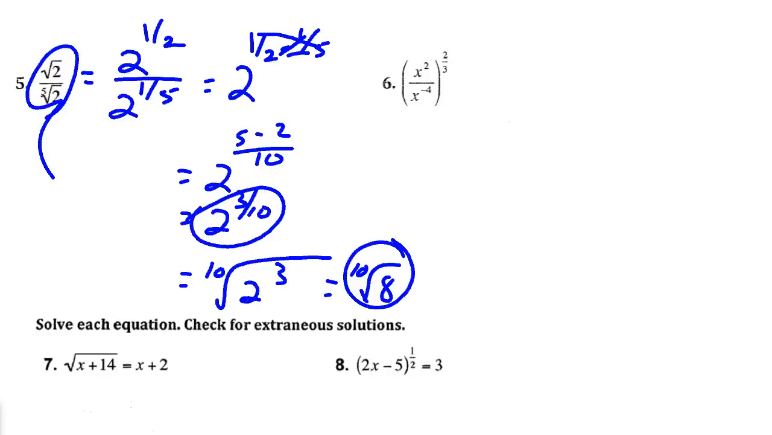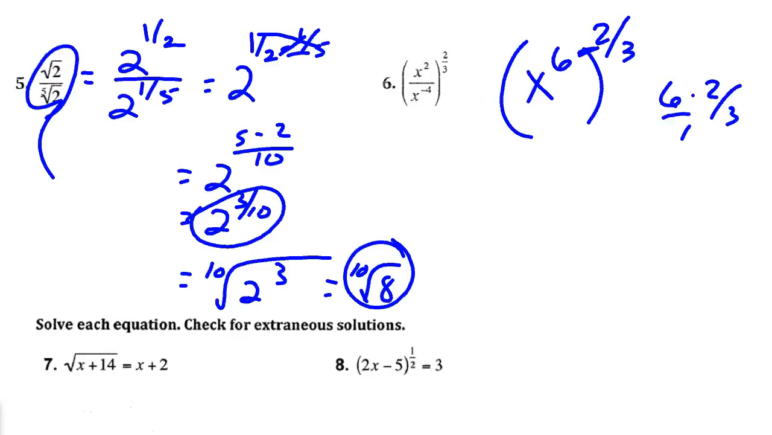Number 6. I would do the inside first. Where is there more x's? On top by 6. 2 minus negative 4 is 6. And then here we go again. We're multiplying. 6 times 2/3. 6 divided by 3 is 2. 2 times 2 is 4. 2/3 of 6 is 4.